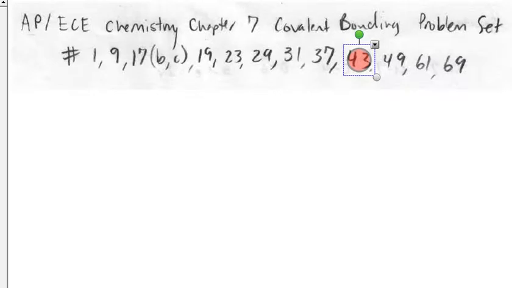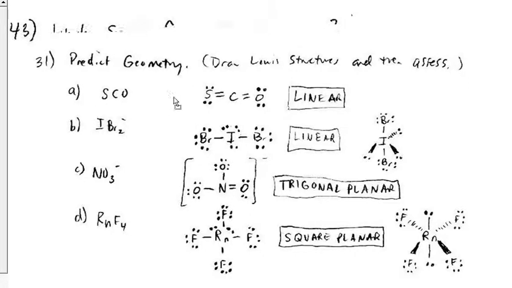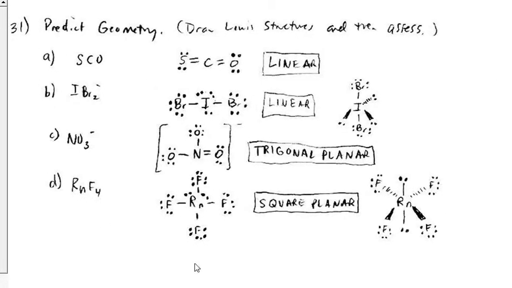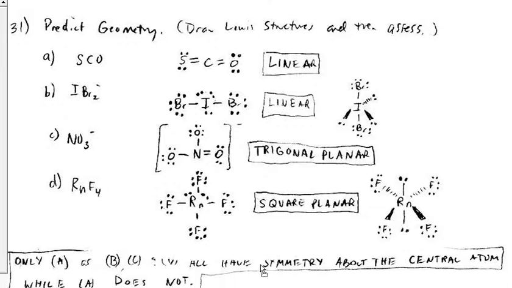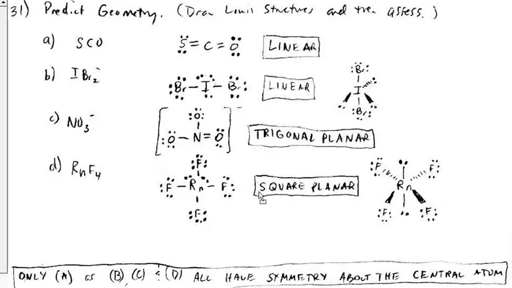Let's take a look at problem 43. In problem 43, you're considering the ones from number 31 and trying to decide which ones are dipoles. So I threw back 31 up here so you can see what the structures are. And the key for this one is to look for symmetry. So you want to look at the central atom and decide which things have symmetry.